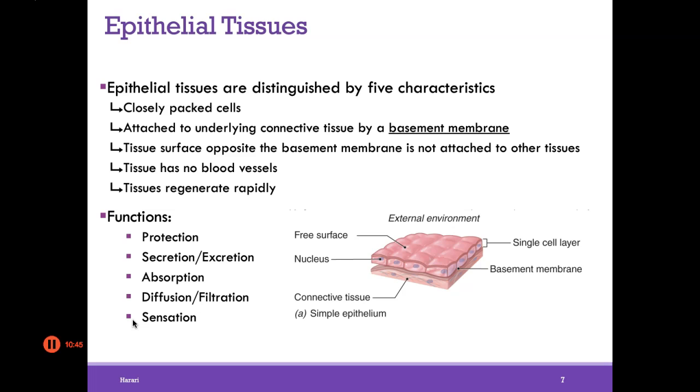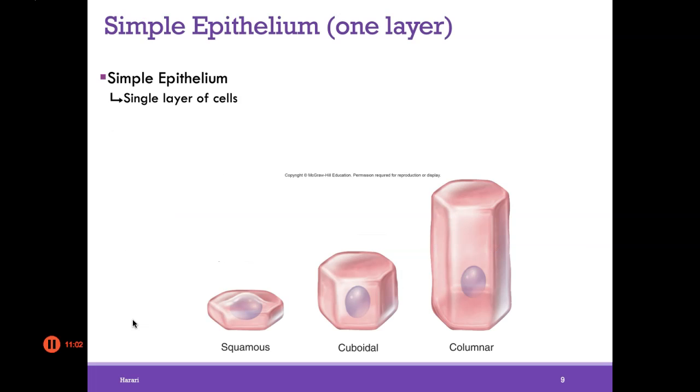And finally, there's actually a sensation role, right? So epithelial tissues help us sense things because epithelia are provided with nerve endings that can sense stimulation from a touch to irritation to heat. So functions are very widespread in epithelial tissues.